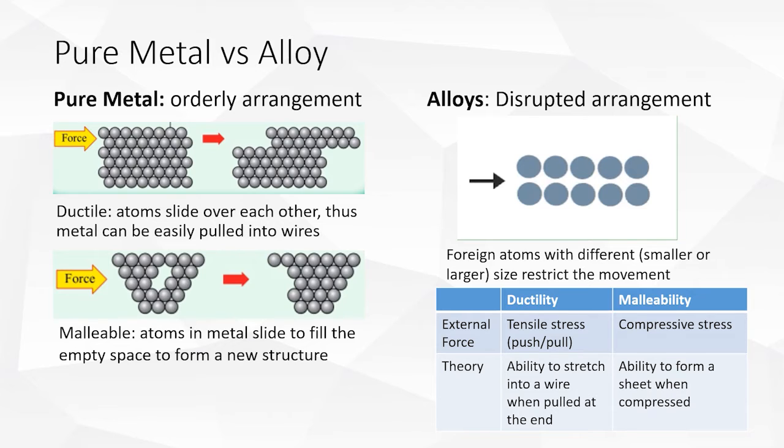Let's test a simple example in daily life. All of you have a cable for charging your phone, right? The copper wire inside the cables is said to be ductile because copper has the ability to stretch into a wire when pulled at the end without breaking. So, we will conclude that this type of material is ductile. In contrast, the malleability of metal is an outcome of compressive stress applied to it. It has the ability to form a shape when compressed.